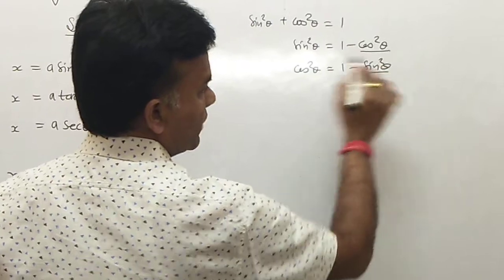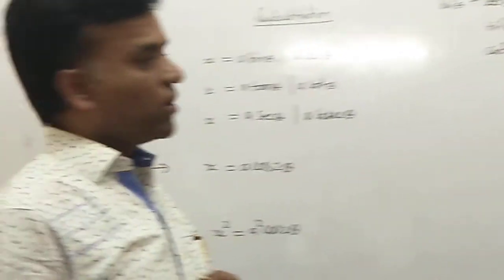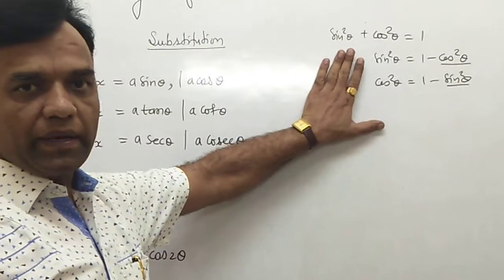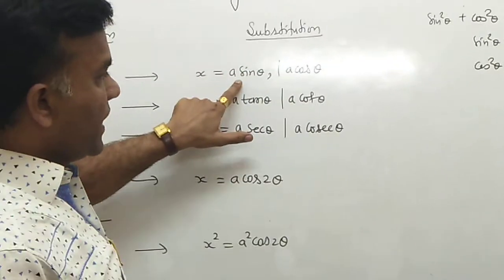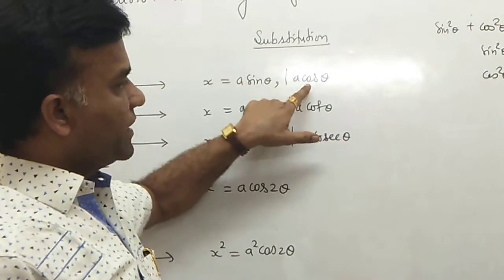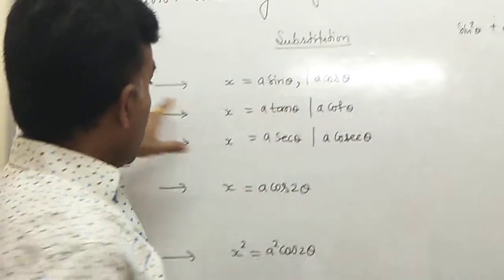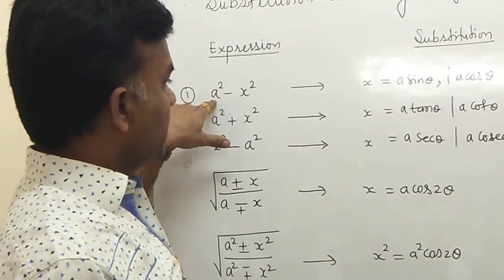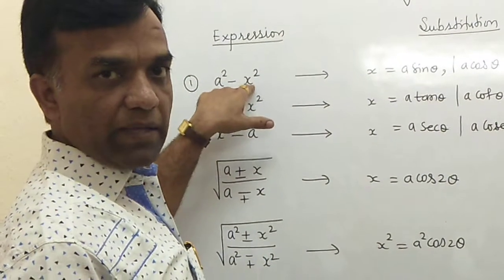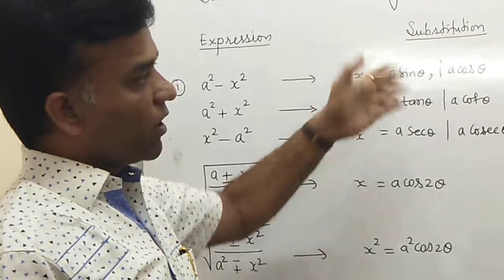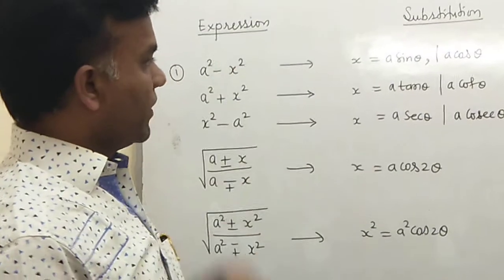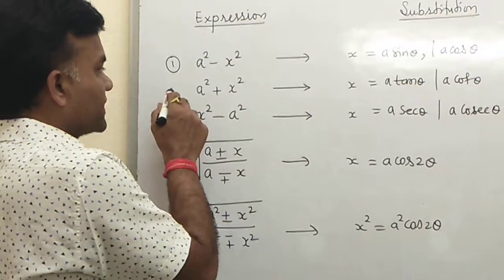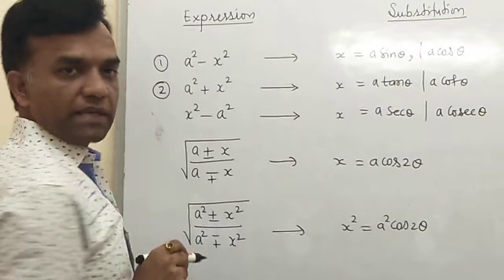So there are only two forms, 1 minus sin square and 1 minus cos square. On the basis of these identities, we substitute x equal to a sin theta or x equal to a cos theta. Here a square means any scalar term; for example, if 4 minus x square is given, in place of a you put 2, then substitute and you get the solution in trigonometrical form. Similarly, now we have a square plus x square.